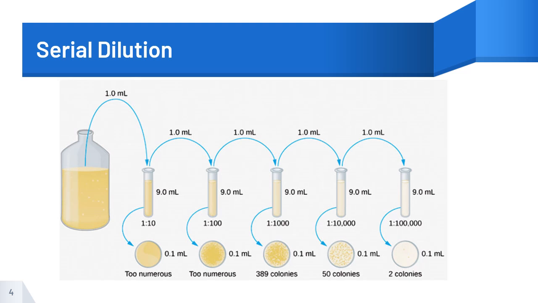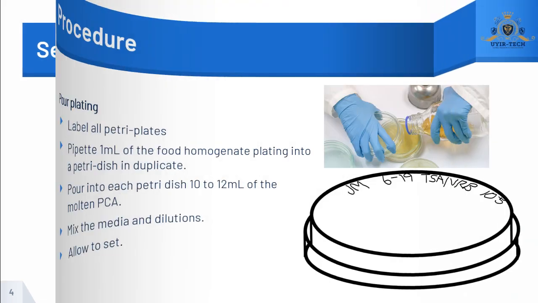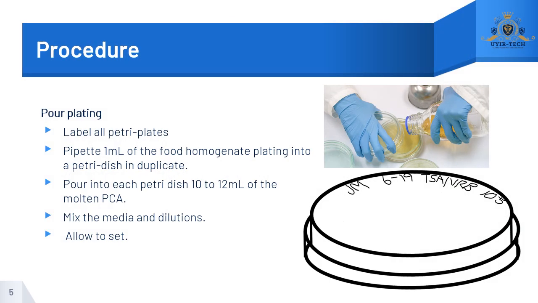Add it to 9 ml of diluent, that will be 10 power minus 2. From 10 power minus 2 we take 1 ml and add to 9 ml of diluent, that will be 10 power minus 3. That is the serial dilution technique used to reduce the microbial concentration for plating. The pour plate technique is the preferred method for enumeration of aerobic mesophilic count or total plate count.